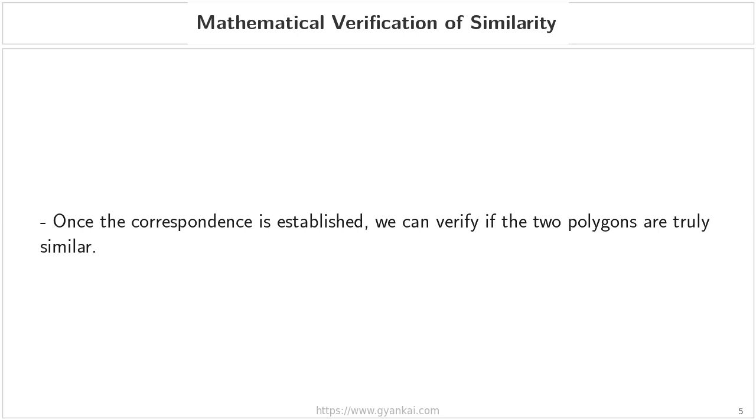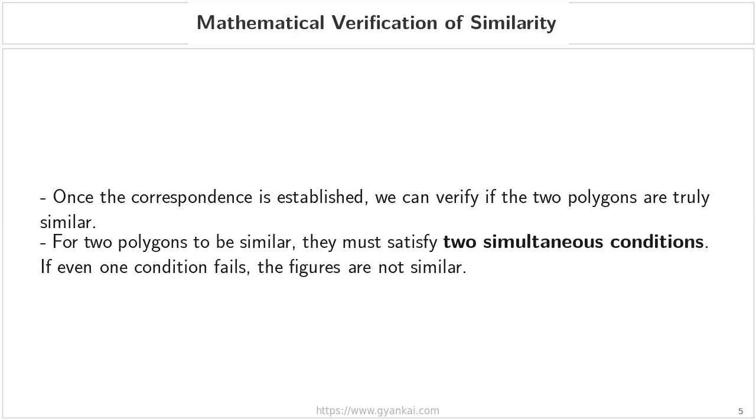To determine if two polygons are truly similar, we must satisfy two simultaneous conditions. This means you cannot just check one and stop. You must verify both requirements, and they must both hold true at the same time. If even a single part of our check fails, if just one angle is off or one side ratio is inconsistent, then we must conclude that the two figures are not similar.